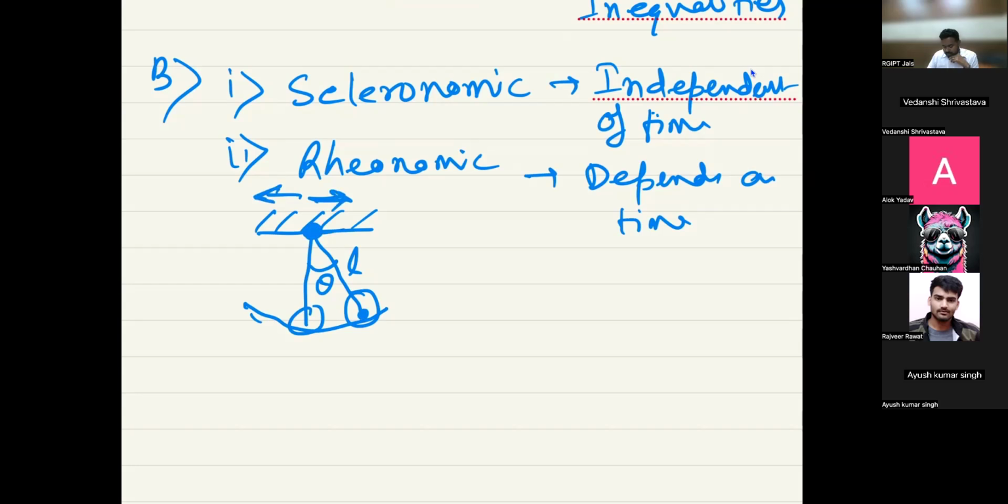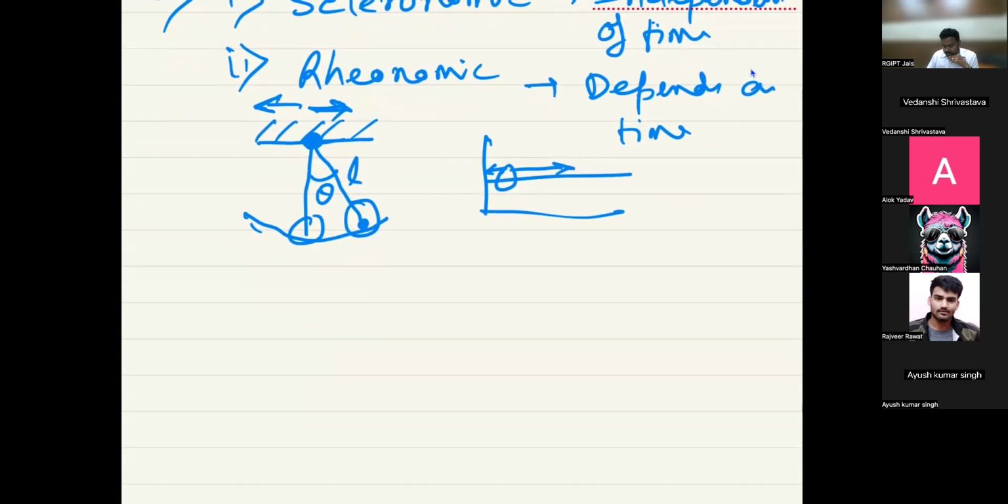Or let's say you have a wire and you have some bead on the wire. Now, if the wire is not moving, then this is a scleronomic constraint. This bead can move along plus x or minus x direction. But if this wire itself is moving along plus x or minus x direction, then because this wire is moving, the constraint is again time dependent. So this is again a rheonomic constraint.